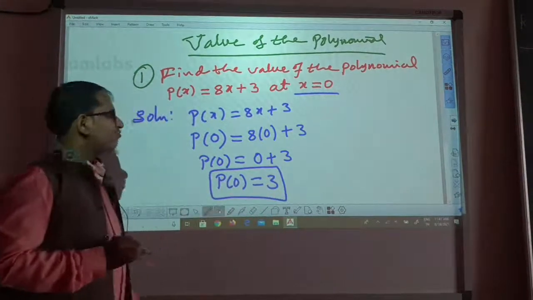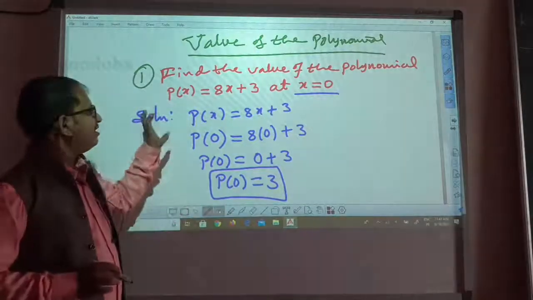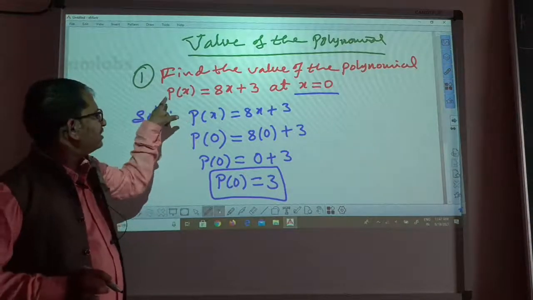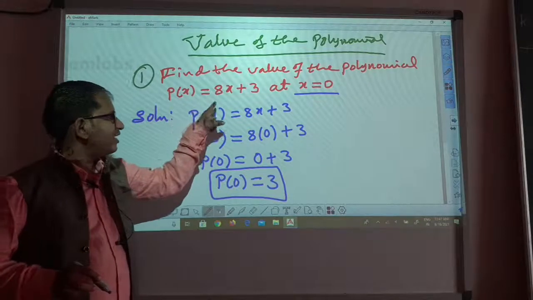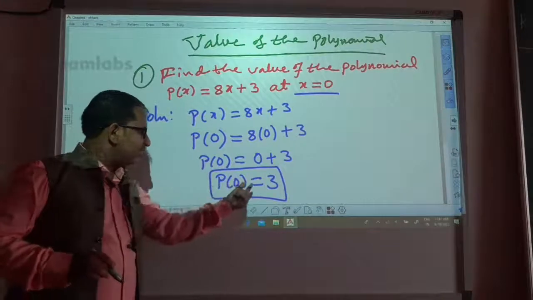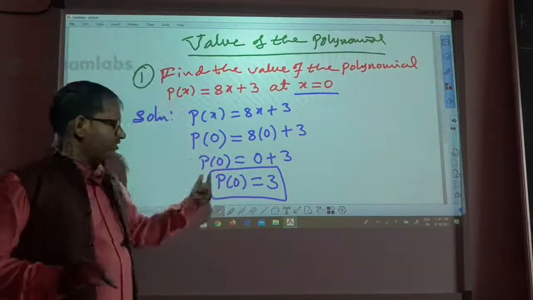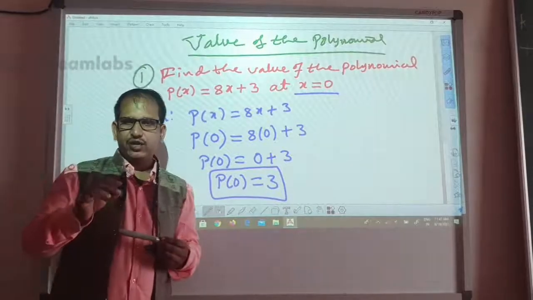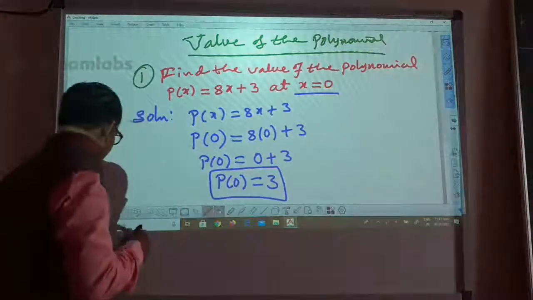So we solved the problem, or we found the value of a polynomial which they gave. That is the polynomial p of x is equal to 8x plus 3. The value we found is 3. That means p of x is equal to 3 here. So this is the method to find the value of a polynomial.